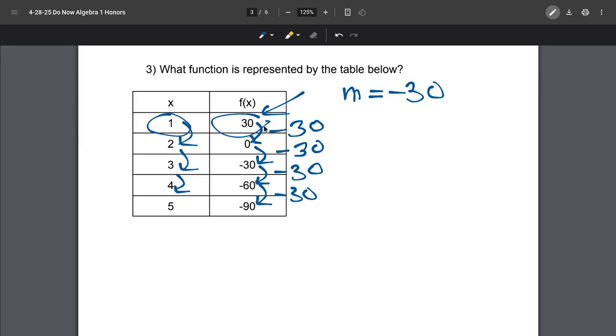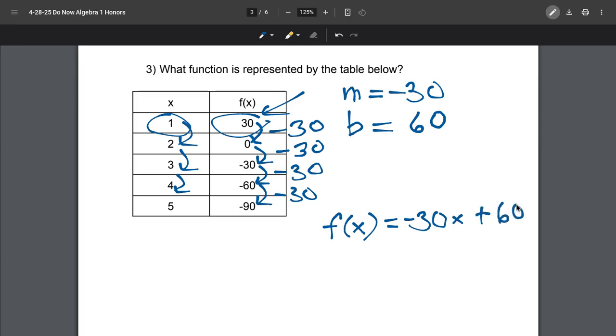So if we thought about what the amount would be when x equals 0, because it's going down 30 each time, we'd have to go up 30. So we'd start from 30, add 30. So our intercept here would be 60. So our function is going to be f of x equals negative 30x plus 60. So that's our function for that one.